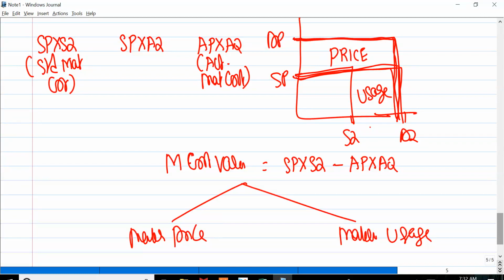Next point, SQ. SQ refers to the quantity to be consumed for producing actual output. Underline actual output, or use a different color pen. Quantity to be consumed for producing actual output.